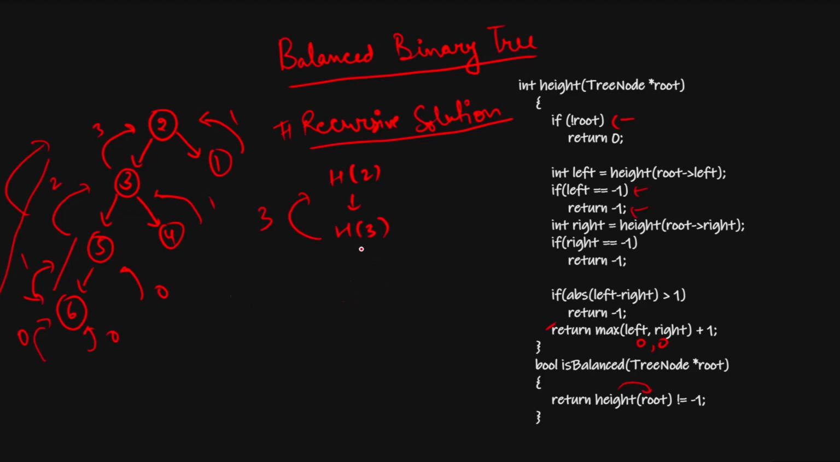Now from S3 I will return this, and this will be my left of S2, and this S3 is done. Now I have done the left, so I will call my right, and my right will be H of 1. For H of 1, it will see that it is not null, so it will call its left. Its left is null, which gives L equals 0. Its right is also null, which gives R equals 0. And then finally it will return 1. So for H2, my L is 3 and R is 1.